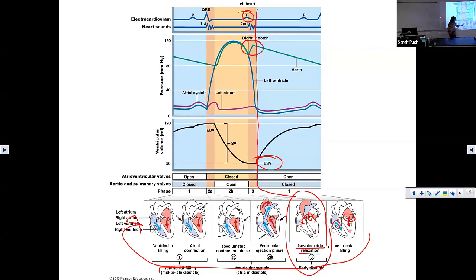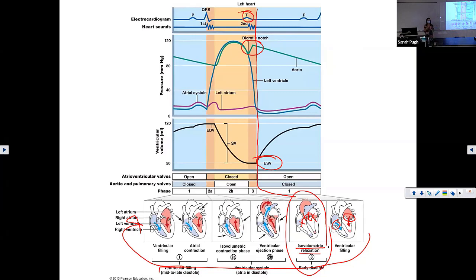So the semilunar valves, you can see here in the second phase in ventricular systole, the semilunar valves are open because the ventricles are squeezing the blood out, okay? As soon as the ventricle starts to relax back out again, the semilunar valves are gonna shut because we don't want blood to flow backwards into the ventricles.